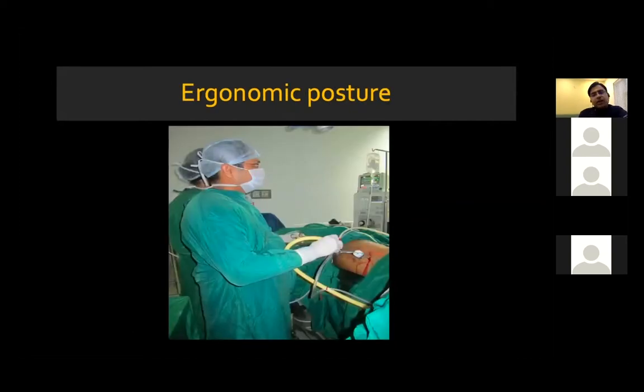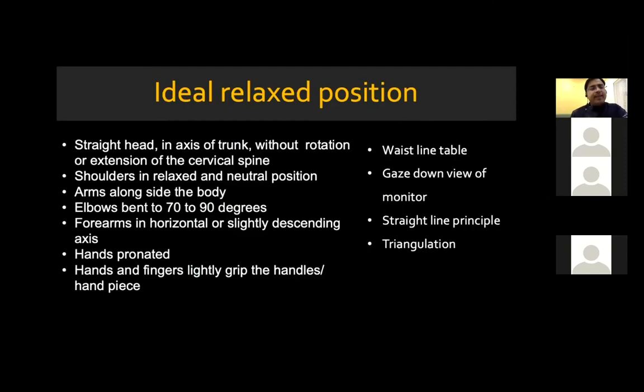So this is an ergonomic position that I was talking about. Head is straight, in line with the trunk without rotation, shoulders relaxed, arms by the side of the body, elbows bent to 70 to 90 degrees, forearms horizontal, pronated and relaxed, waistline at the level of the table, gaze is down, straight line principle is followed.